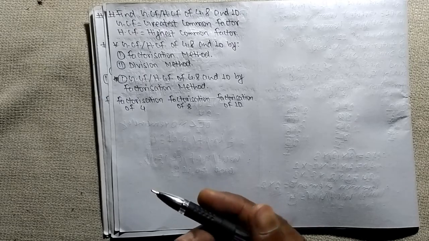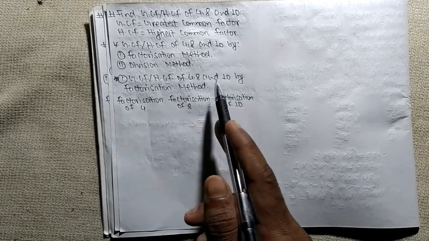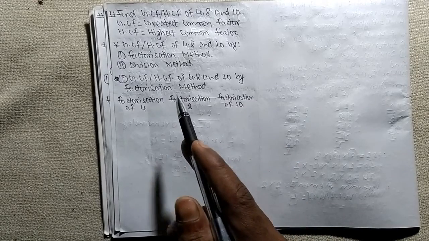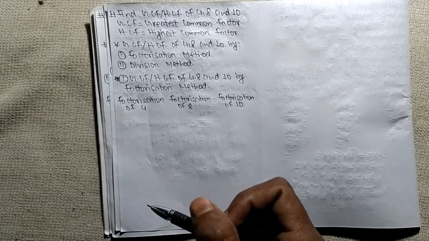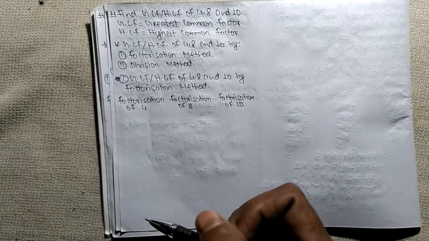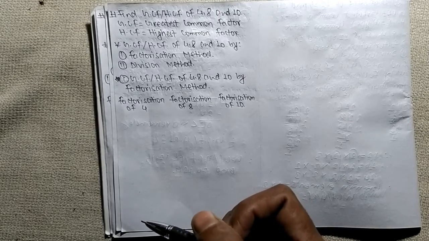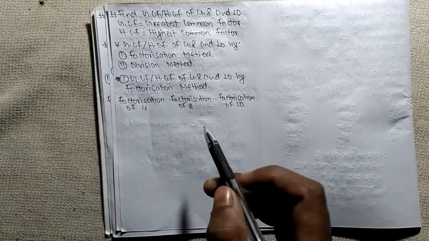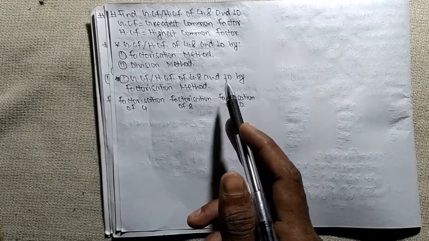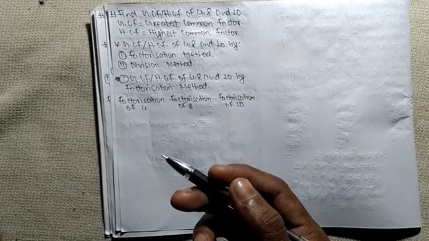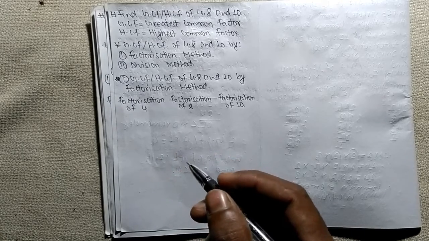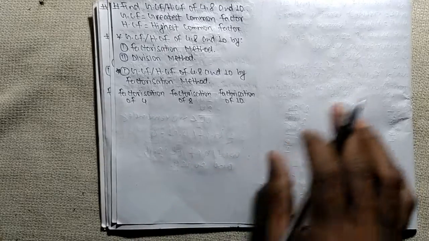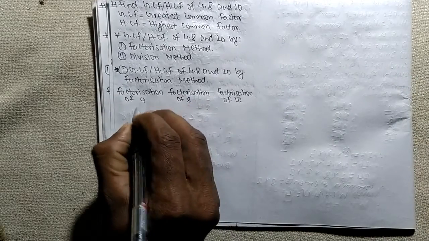So let's find GCF or HCF of 4, 8 and 10 by the factorization method. While finding GCF or HCF by the factorization method, you have to take the prime factors of all the given numbers. Here the numbers are 4, 8 and 10, which means you have to take the prime factors of 4, 8 and 10 separately. First of all, let's take the prime factors of 4.